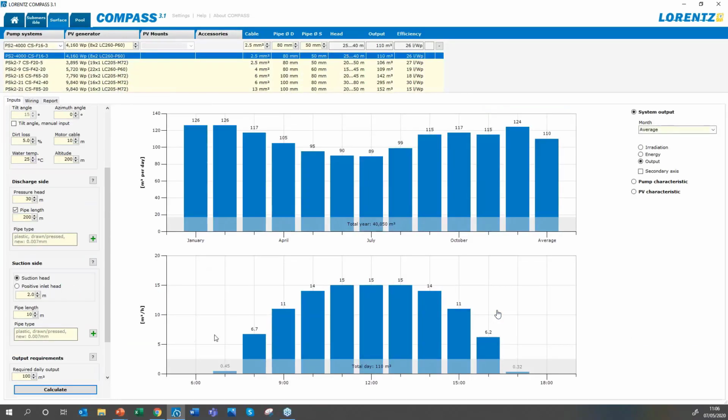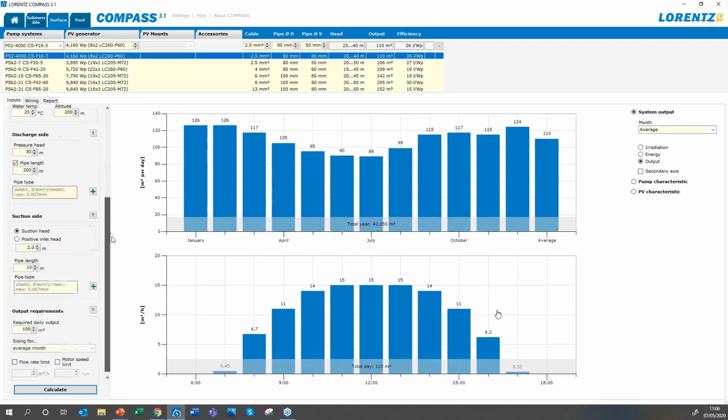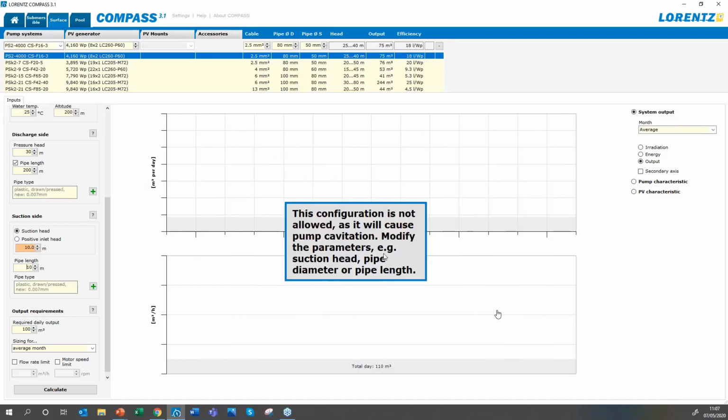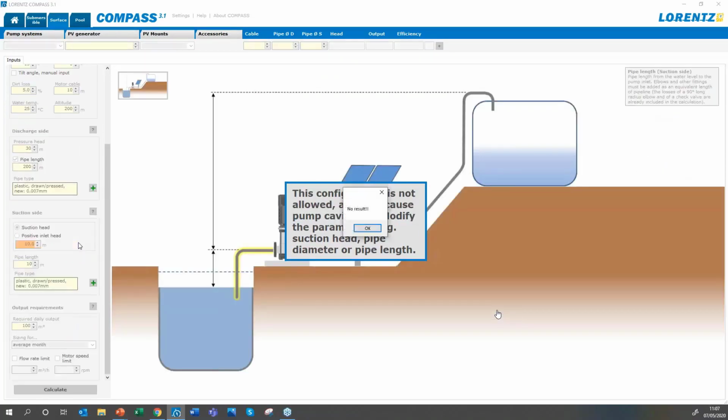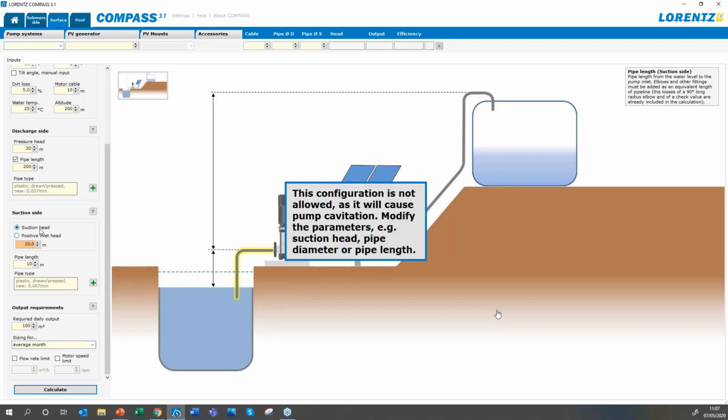And so what Compass is now going to do is look at surface pumps that meet that requirement. It's going to choose a pump that will meet the suction side requirements. If you're getting errors, so if I put this at 10 meters, for instance, it's going to say you can't do that. So Compass is always going to find you a pump that fits. In this case, a suction head of 10 meters is impossible, so I get no result. It's not going to let you do or size anything that you can't do.